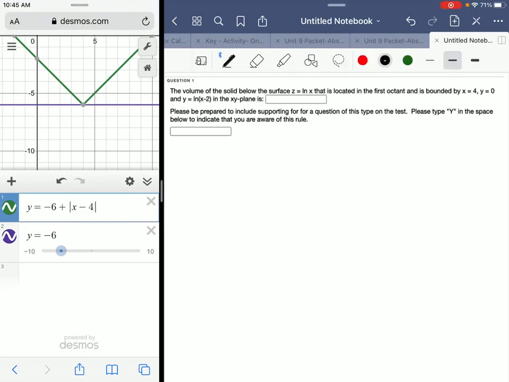So question 1 is asking us to find the volume of the solid below the surface z equals natural log of x, located in the first octant and bounded by x equals 4, y equals 0, and y equals the natural log of x minus 2.